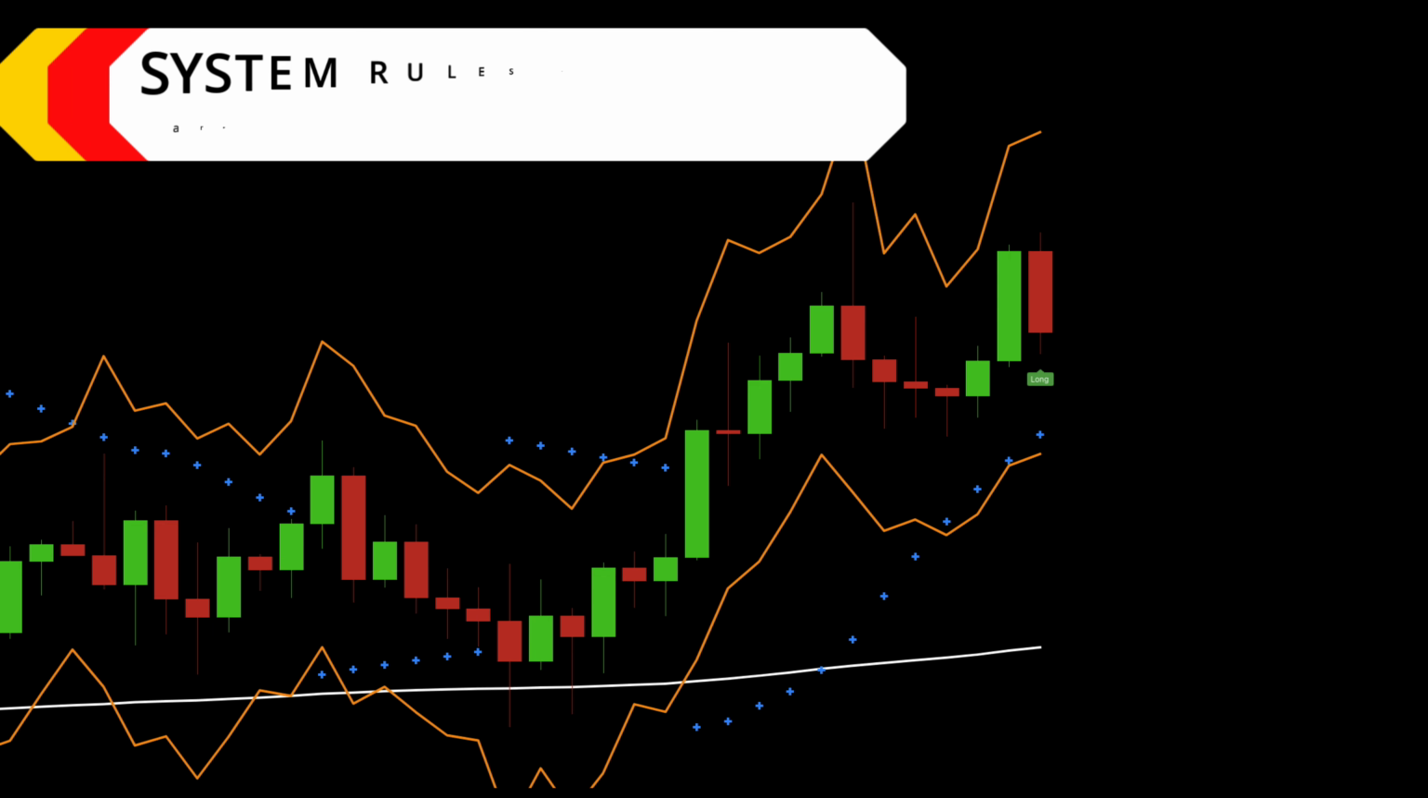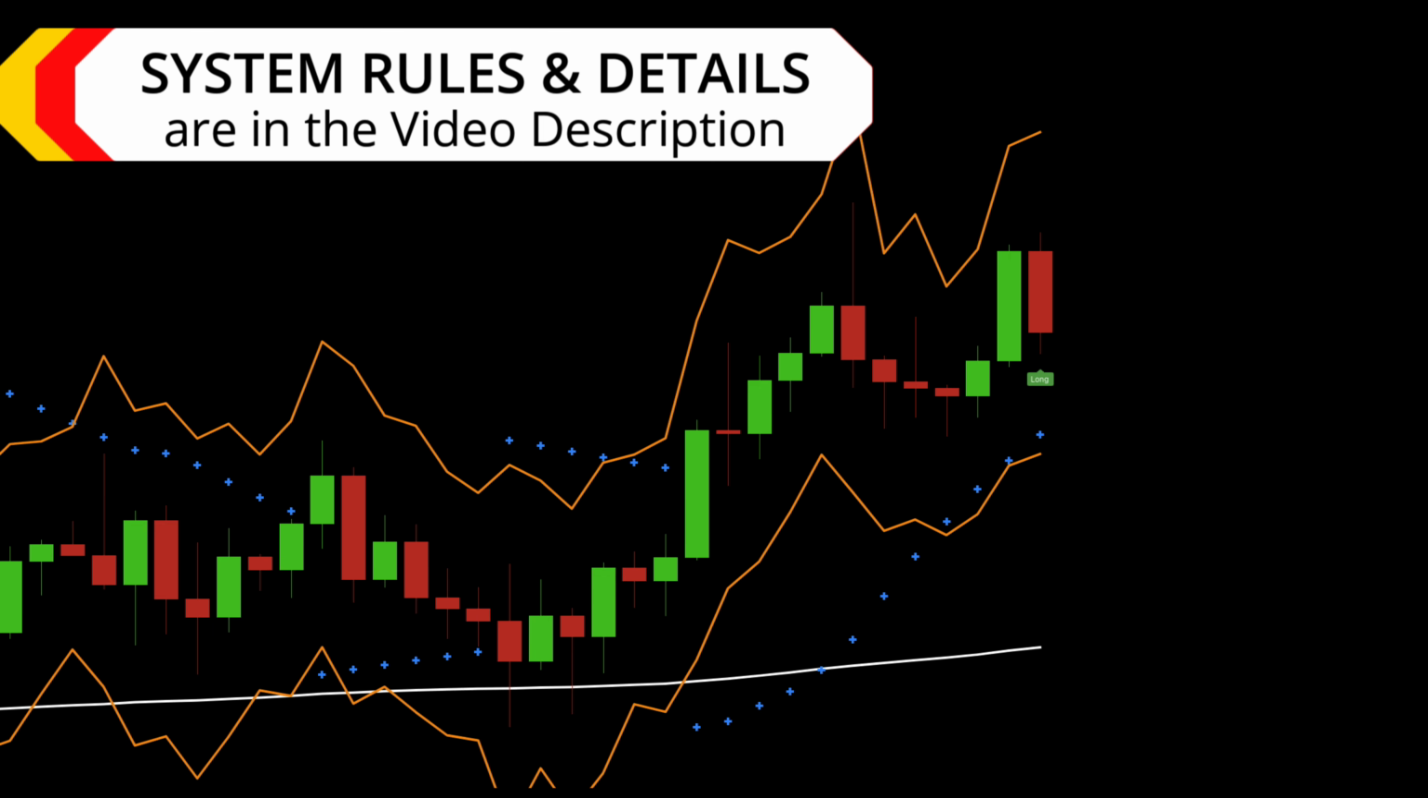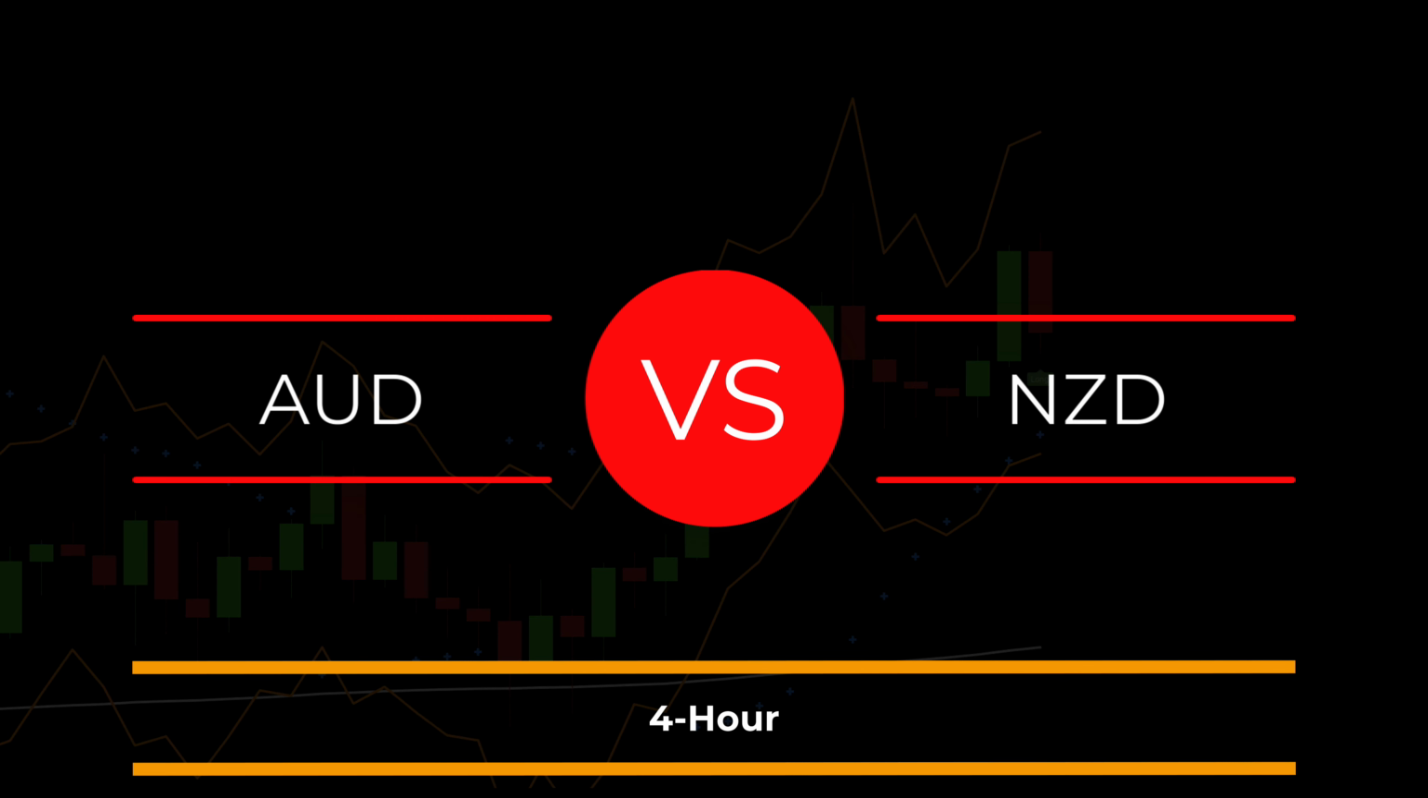Let's go over entry criteria and review some examples. As always, rules and details are listed in the description below. This chart is Aussie versus the Kiwi 4-hour candles.